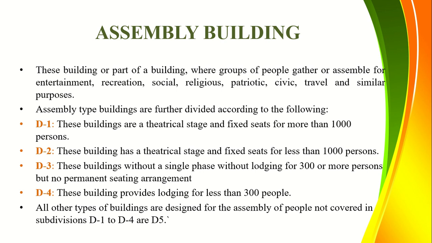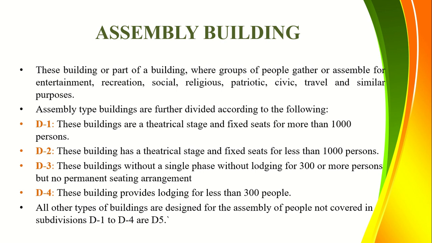So what comes under these categories? Buildings such as movie houses, movie theaters, drama theaters, drive-in theaters, assembly halls, clubhouses, town halls, auditoriums, exhibition halls, museums, Mangal Karyalayas, gymnasiums, sports complexes, restaurants, boarding houses, dance clubs, places of worship, bus stops, taxi stands, railway stations, airports, etc. all come under assembly buildings. And assembly buildings are further classified into D1 to D5.